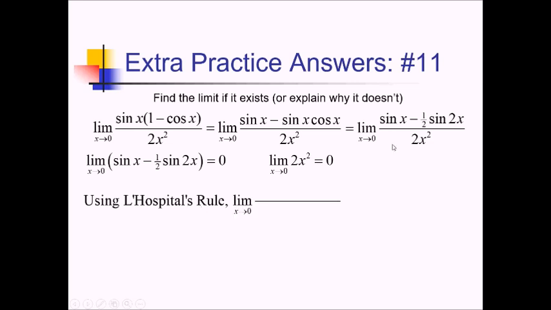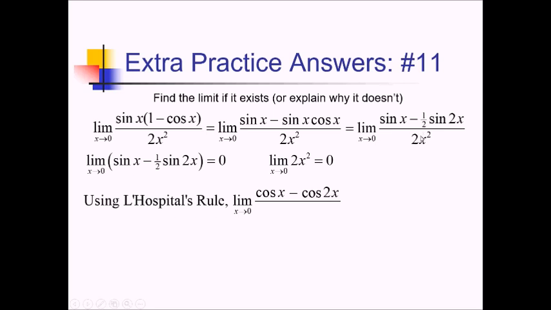So then using L'Hopital's rule, I have the limit as x approaches 0 of the derivatives of these two functions. Upstairs, derivative of sine is cosine of x. And then this next one's going to require a little bit of a chain rule. So this is going to be negative 1/2 cosine of 2x times 2 because of this inner derivative of 2. So that ends up being just minus cosine of 2x, which is kind of nice.